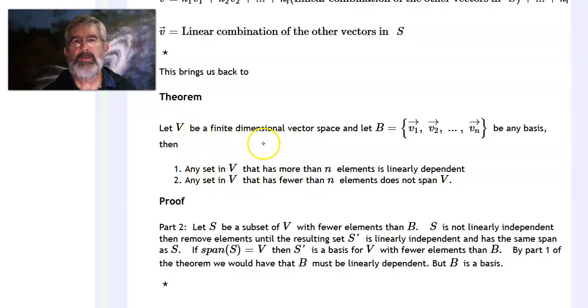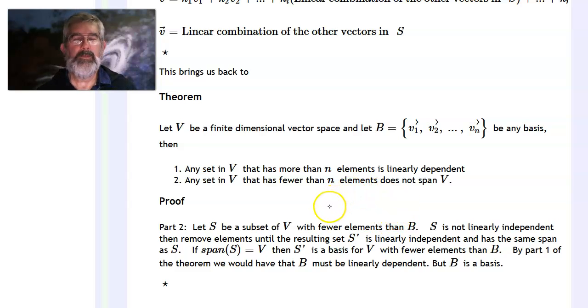If you are in a finite dimensional vector space and B is a basis, then I want to show that any set that has more than n elements has to be linearly dependent, and any set that has fewer than n elements does not span. Now, the textbook that we're using proves part 1 and omits part 2. So what I'm going to do is omit part 1 and prove part 2.